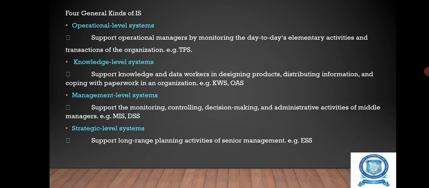There are 4 kinds of information systems, that is operational level systems, knowledge level systems, management level systems, and strategic level systems. Operational level systems support the operational managers by monitoring the day-to-day elementary activities and transactions of the organization. Example, TPS. The knowledge level systems support the knowledge and data workers in designing the products, distributing the information, and coping with the paperwork in an organization.